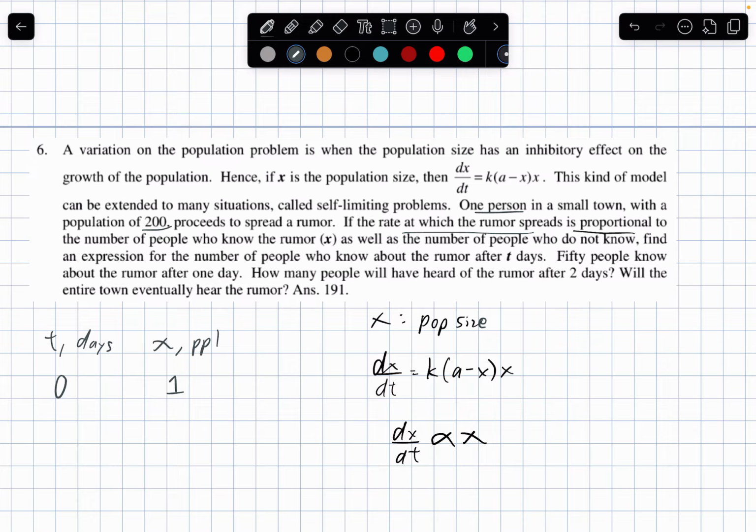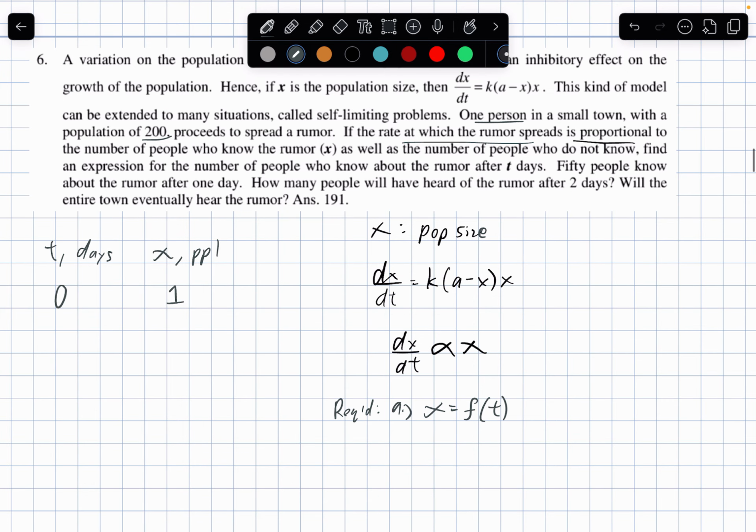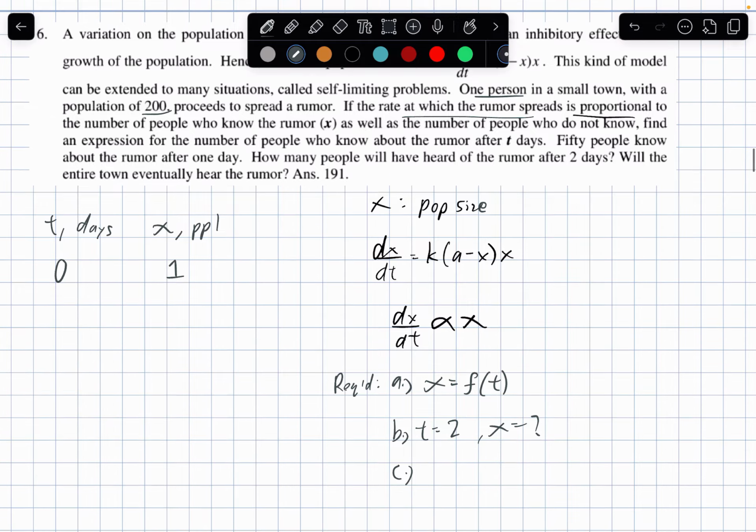Find the expression for the number of people who know about the rumor after t days. In other words, we express x as a function of t, or time. What's the next question? How many people will have heard the rumor? So given t is equal to 2, what is x? That's our x value, given time is 2 days.